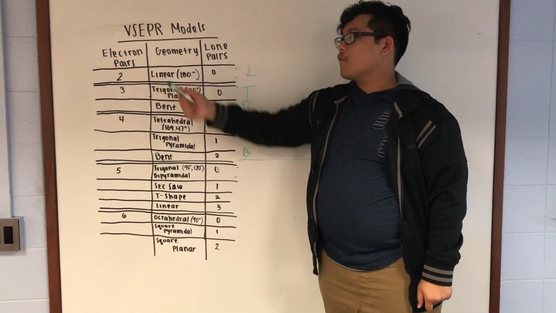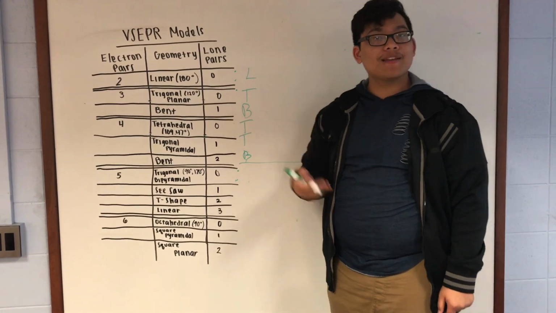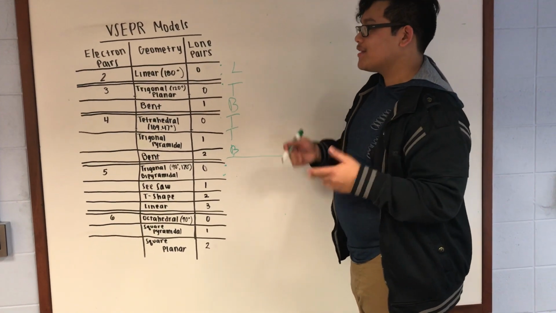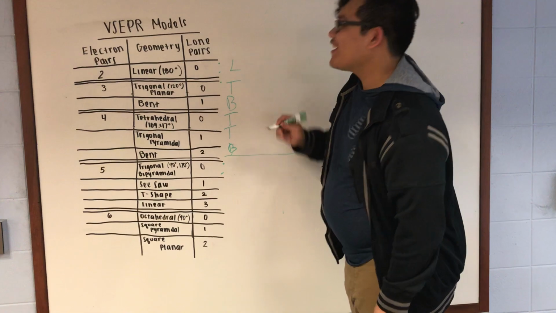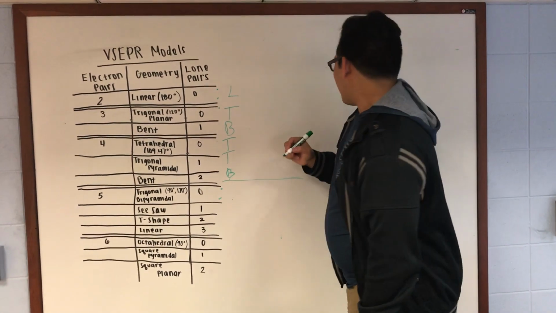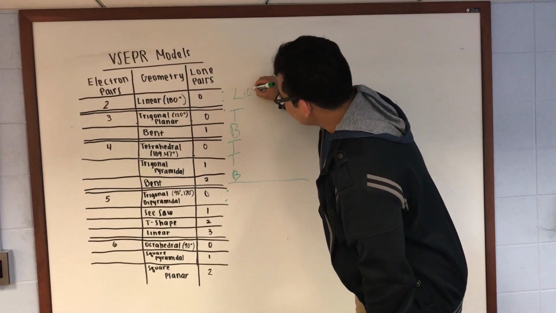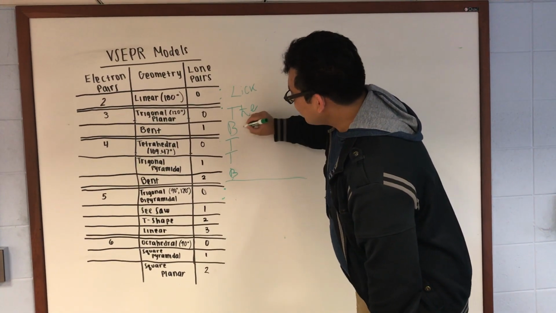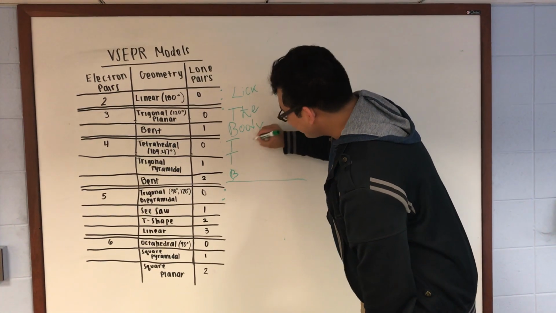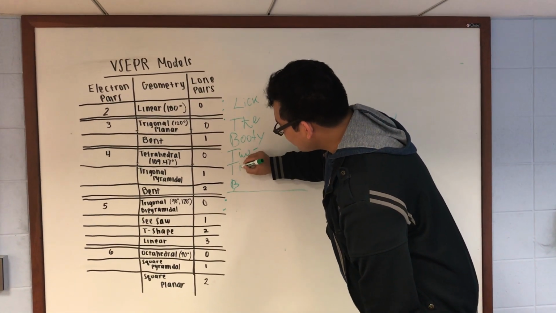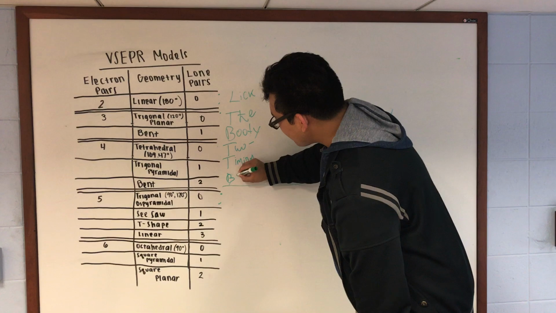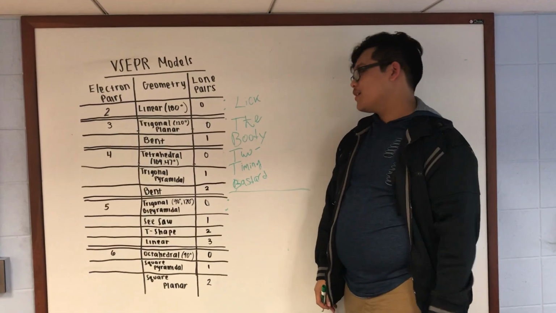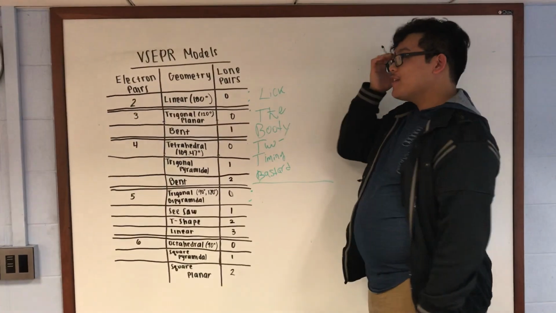So like I said, I just copied the first letter to memorize this. And this is the dirty mnemonic device that I told myself to memorize this. You ready? I can't take myself seriously. Ready? Lick the booty, 2-timing bastard. Or bitch. I like bastard more.